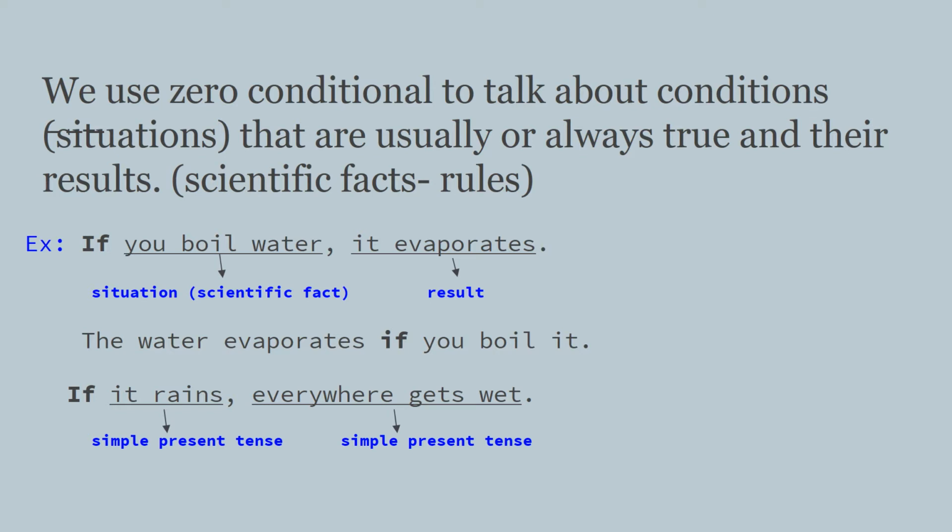Let's try another example. If it rains, everywhere gets wet. Again, in the situation of rain, the result never changes. Everywhere gets wet. So that's why we use zero conditional.